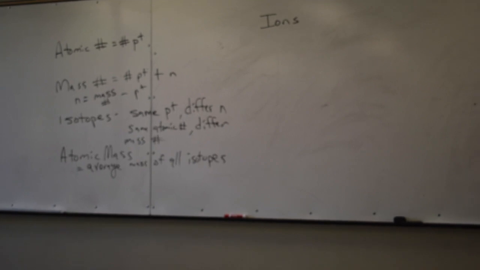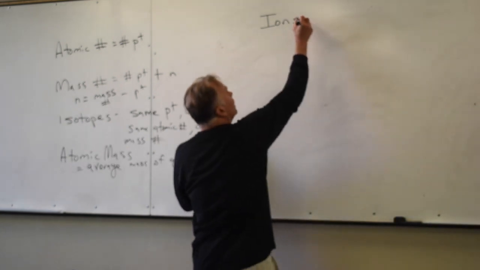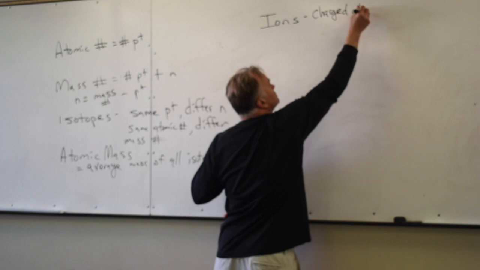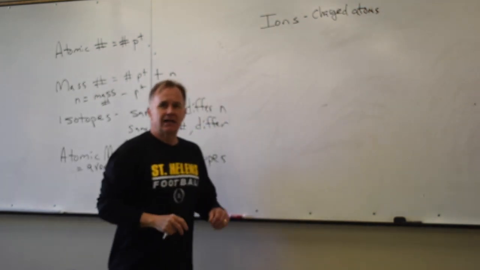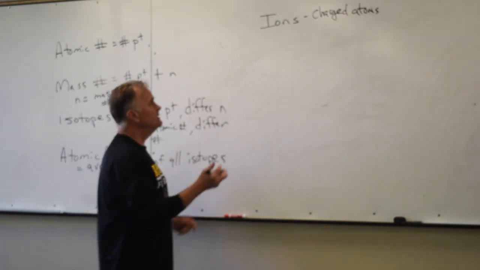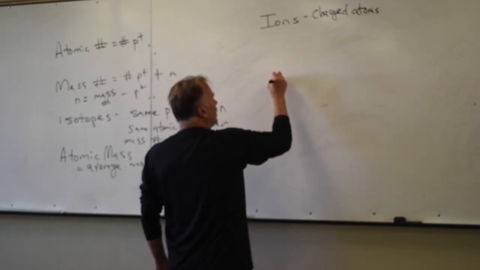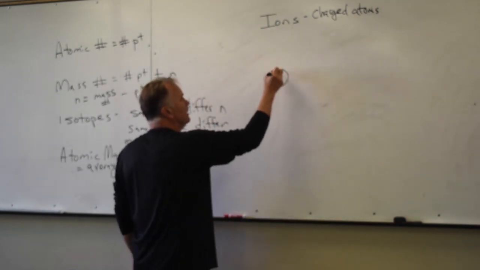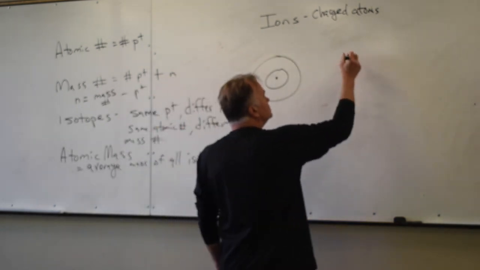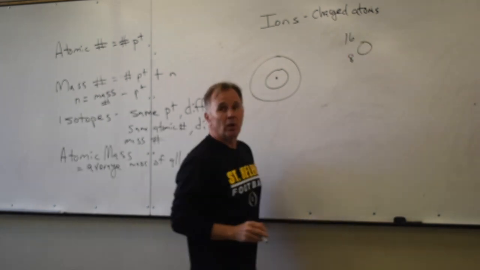All right, so the final concept is concept of ions. Ions are simply charged atoms. Okay, so that means they got either a plus charge or a minus charge. Okay, so charged atoms. So let's take oxygen for example. Oxygen, if we draw the electron configuration of it, I'll put a nucleus there. Okay, and I'll put a couple rings around it. Okay. So for oxygen it looks like this, 8, 16, that's one of the isotopes.